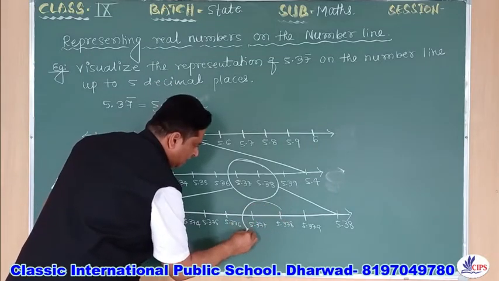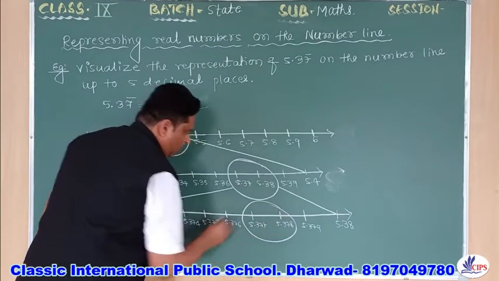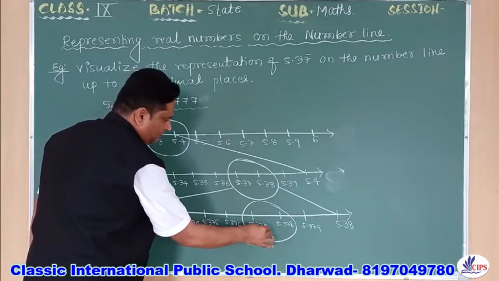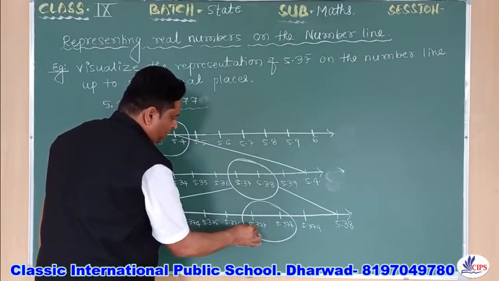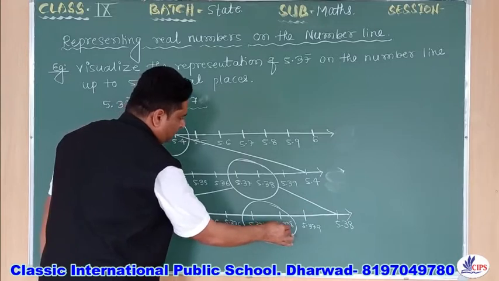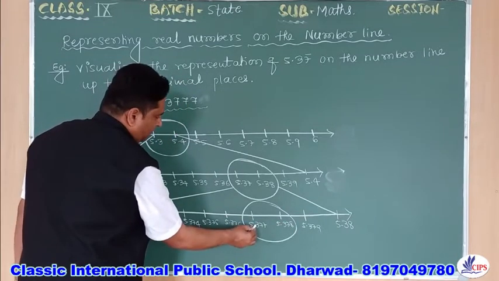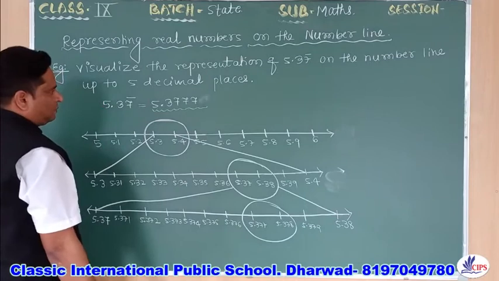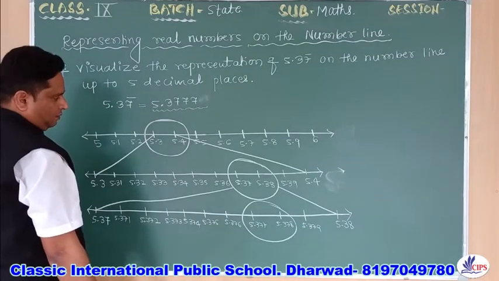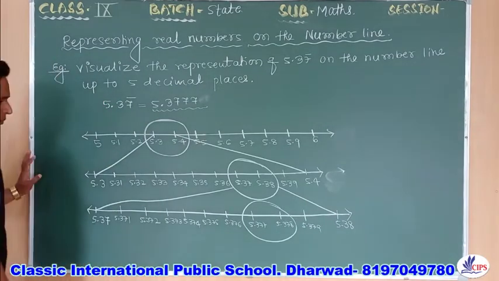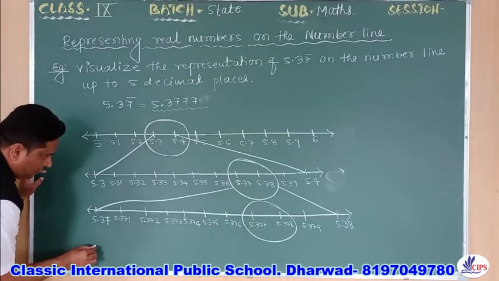I'll put the magnifying glass here. 5.377, it is the number between 5.377 and 5.378. Here it is after 3 decimal places, right? Now one more number, I will draw one more line over here.